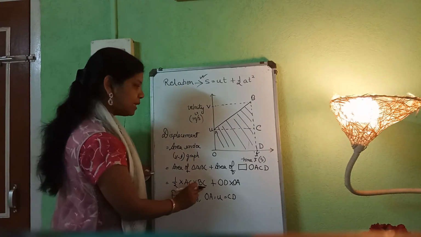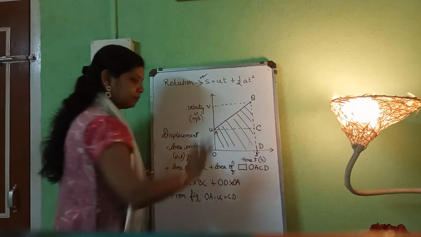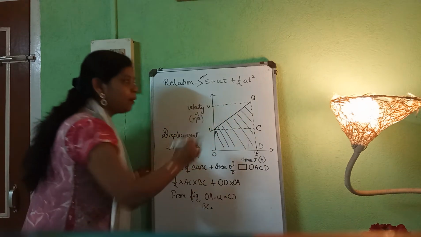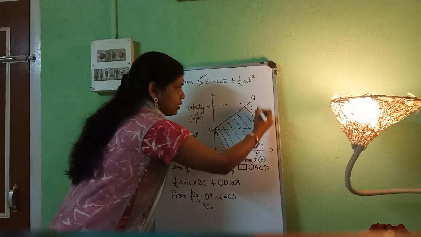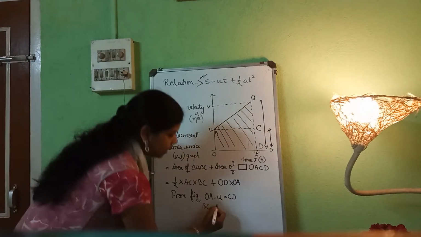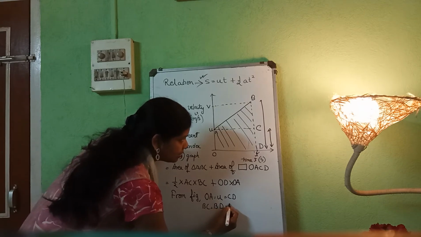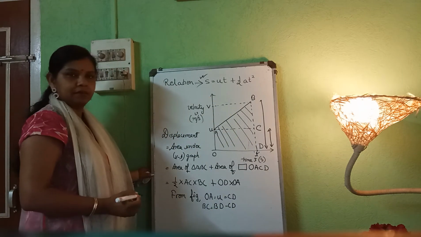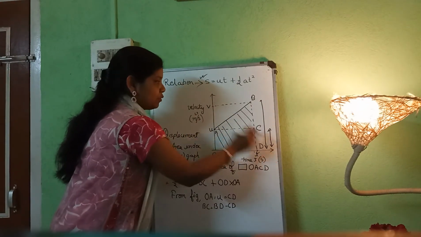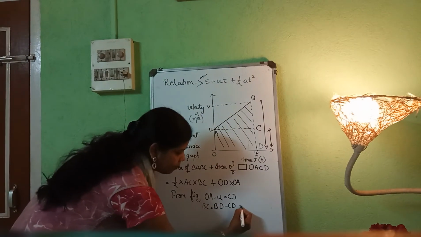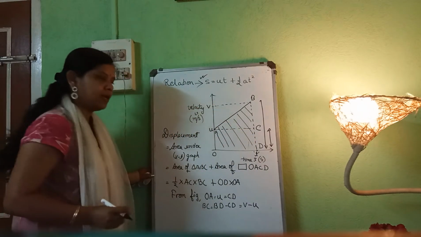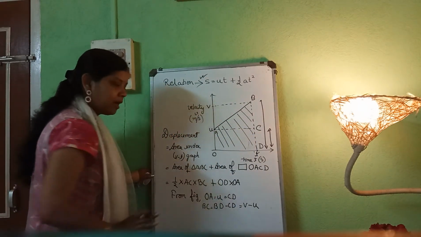Similarly, what is BC? This is BC. I don't know BC directly, but I can write BC is equal to BD minus CD. Now, what is BD? From here to here it is V. So BC is V minus CD, and we have already written CD is equal to U, so BC is V minus U.